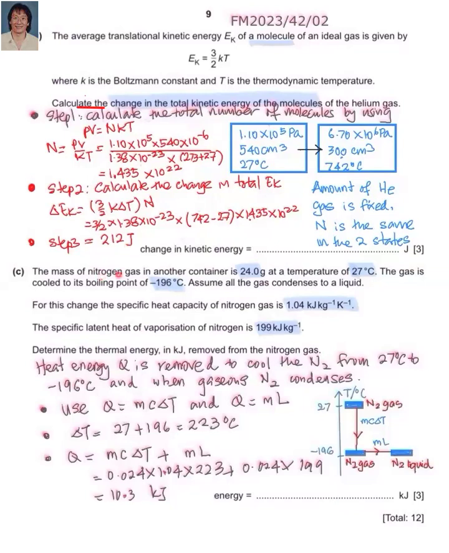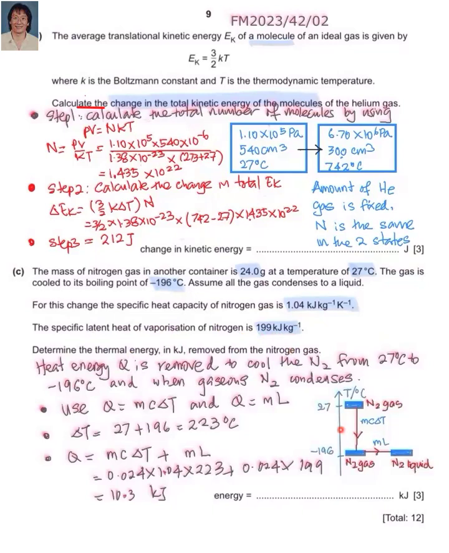Then in your part C, the mass of nitrogen gas in another container is 24 grams at a temperature of 27 degrees Celsius. The gas is cooled to its boiling point of minus 196 degrees Celsius. Assume all the gas condenses to a liquid. The specific heat capacity of nitrogen gas is 1.04 kilojoule per kilogram per Kelvin, and the specific latent heat of vaporization of nitrogen is 199 kilojoule per kilogram. We have to determine the thermal energy removed from the nitrogen gas.